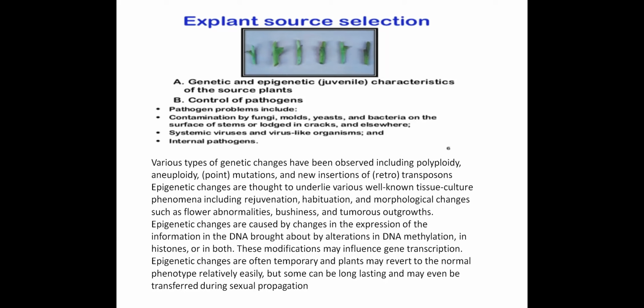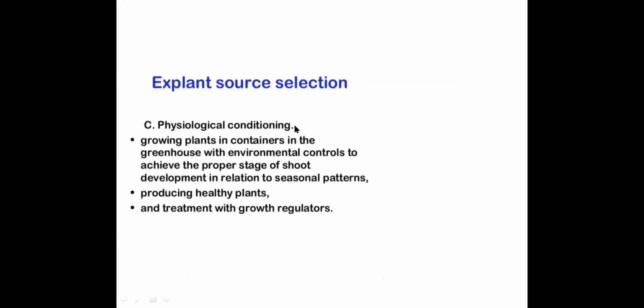Everything will be in the tissue banks, information about everything. Genetic characters, epigenetic characters, all that information will be there in the tissue bank. So when you select a source, you have to know everything about the source, so that you see the genetic and epigenetic changes. Then the physiological condition: growing plants in containers in a greenhouse with environmental controls. You have to take the outer environment into account also when you are preparing the environment in the lab.